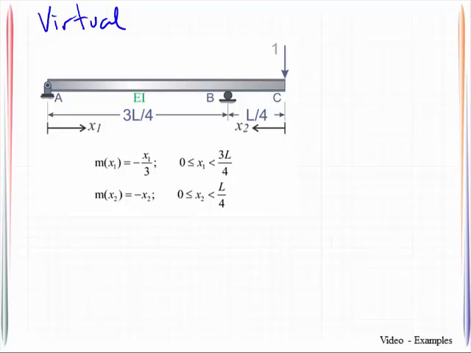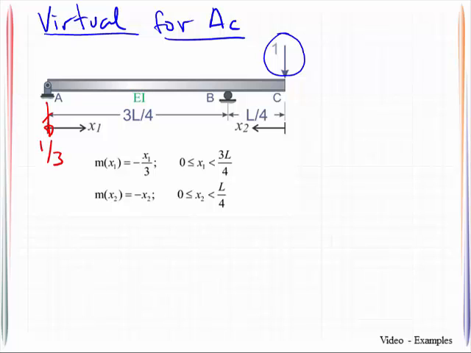So here's the virtual structure and the one that we would use to find delta C. Notice what's happened. We have put a unit virtual load at the location and in the direction that we want to know the deflection. Using basic statics, we solve for the reactions here. And with a little bit of verification on your own, you can quickly find that these are the moment equations based upon these coordinate systems. Once you have that, you are prepared to write the virtual work equation.